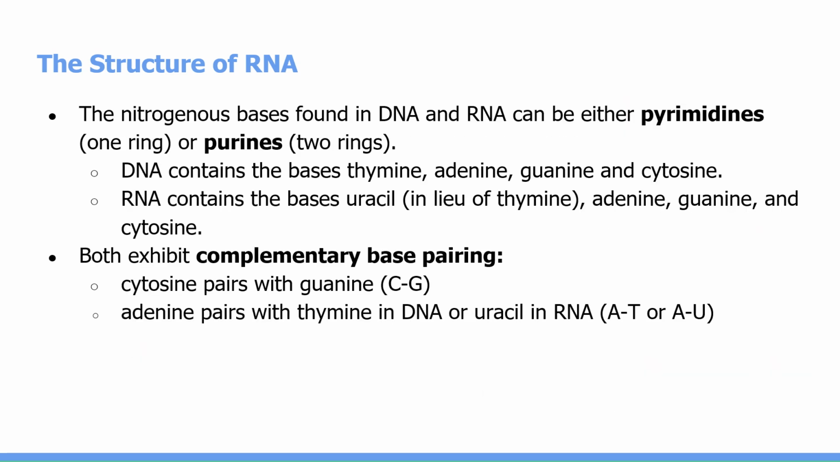So again, they have nitrogenous bases, right? Pyrimidines and purines. We went over how to memorize those structures in the previous lecture. So DNA contains TAGC, and then RNA does not contain thymine; where thymine is, it is uracil. So it has UAGC. Again, complementary base pairing still applies. Cytosine always pairs with guanine, and adenine pairs with thymine in DNA, or uracil in RNA.